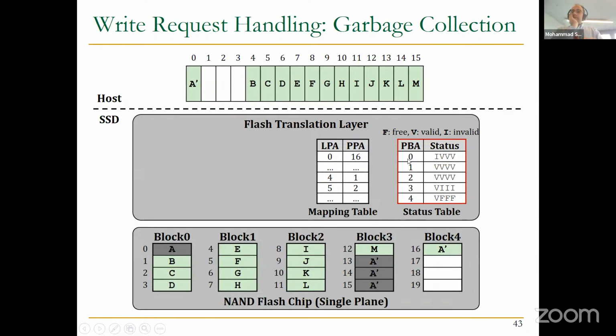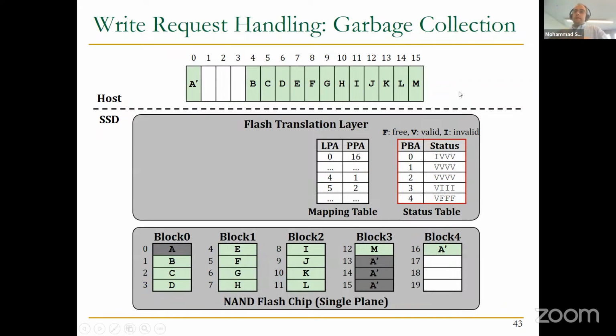So here you can see that, for example, for physical block address 0, we have one invalid page and three valid pages. In physical block address 1, all pages are valid. And for physical block address 4, we have one valid page and three pages free. So the status can be free, valid, or invalid, free meaning that you can actually write to it. So yes, that's the status table.